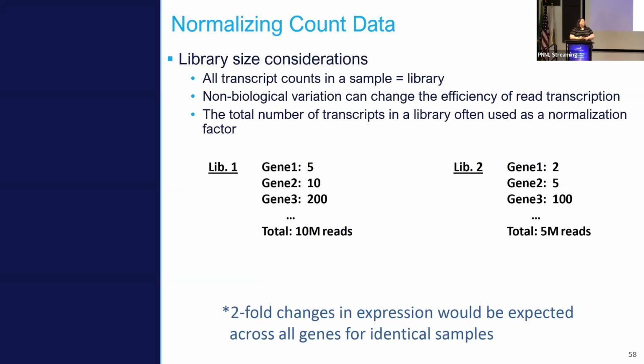Right, so both Bill and Rachel talked about this some, but one of the primary things that we need to consider is library size. So if I have two samples, two different libraries, and we see that one of them has a total of 10 million reads, the other has a total of 5 million reads, I'm going to expect by random chance that overall for each gene, I would expect a twofold change if counts were just randomly distributed amongst the genes.